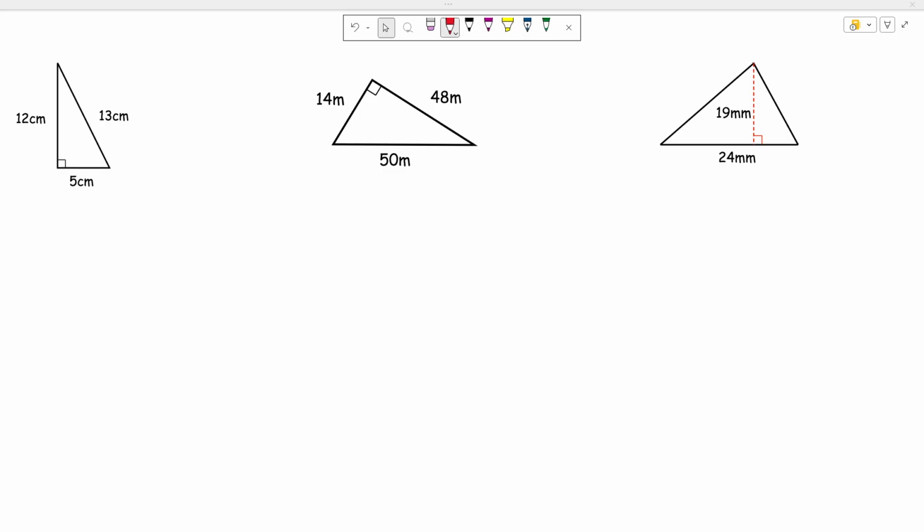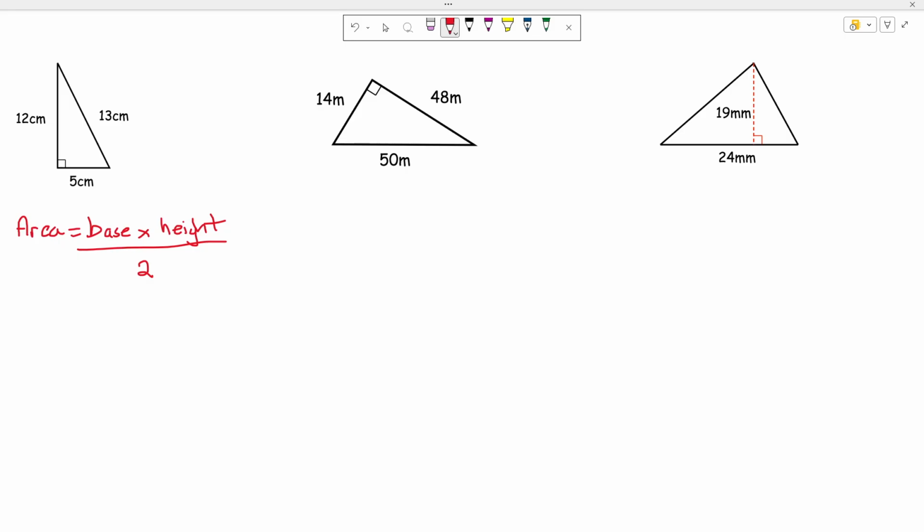So first of all guys, let's understand how we can find the area of a triangle with the formula. The area of a triangle is the base times the height divided by 2. Alright guys, the base times height divided by 2.